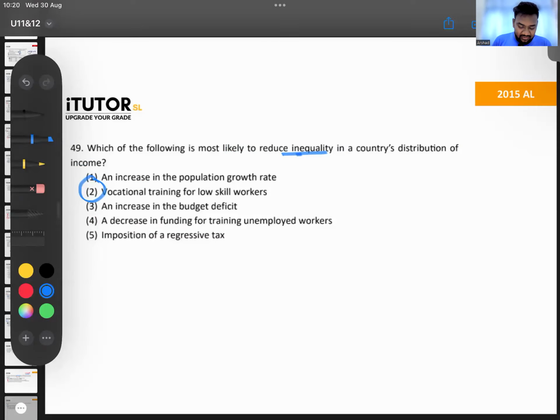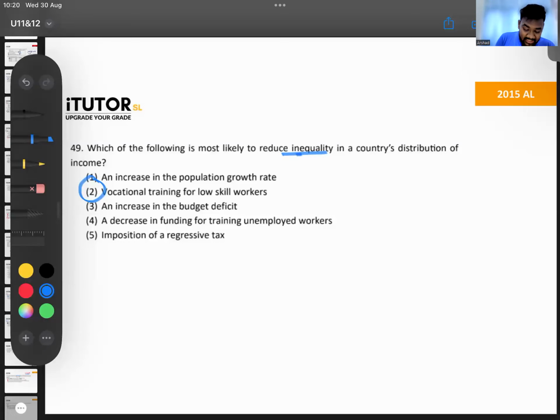Okay, there is a small connection with taxes and stuff, but you can't directly say. Then decrease in funding for training unemployed workers, that will make it worse, right? Unemployed workers are anyway the poor. If you decrease the funding for their training, they will become even poorer. That will increase the inequality. Imposing a regressive tax, no; if you impose a progressive tax, it would have been good. Regressive means low income earners have to pay a higher percentage. So regressive tax will again make it more unequal.